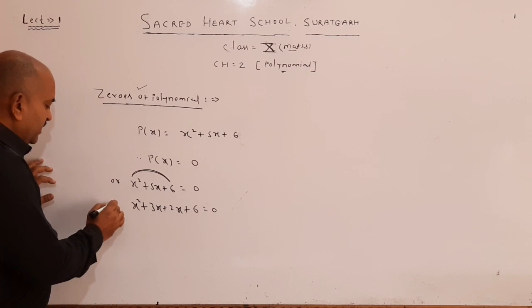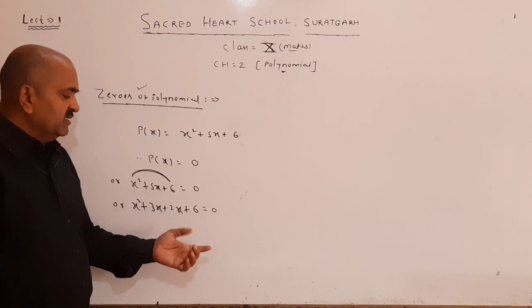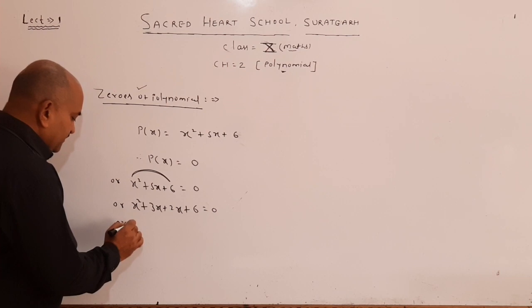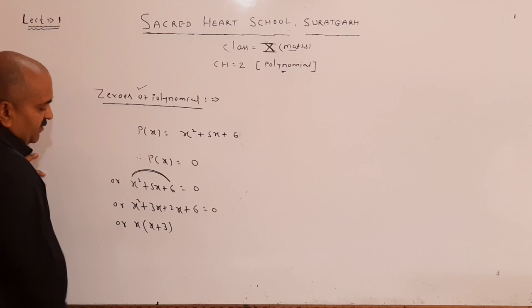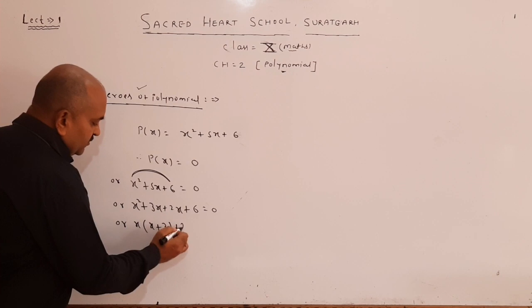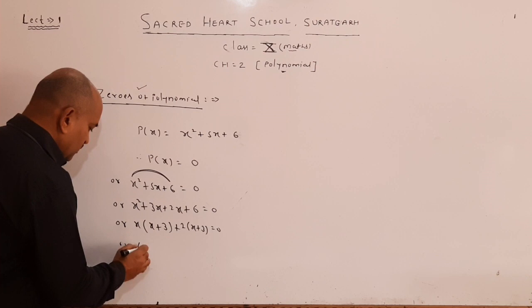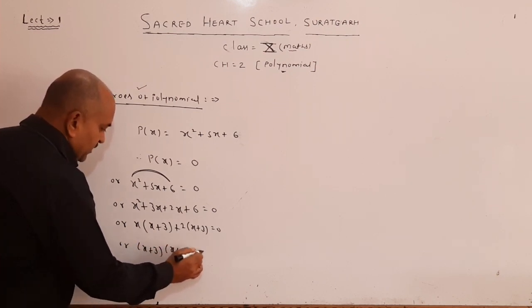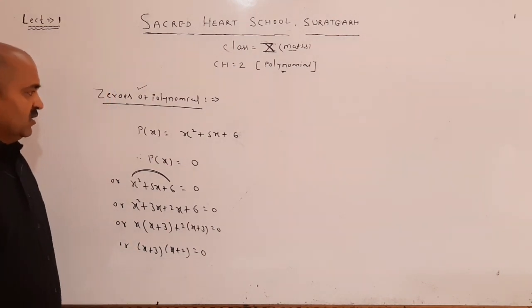We use middle term splitting. 3 and 2 make 5x, 3x into 2x means 6x square. Now students, we take common. We take x common, x plus 3. What is common in the last two terms? 2, x plus 3. So x plus 3 is one factor, x plus 2 is the other factor.